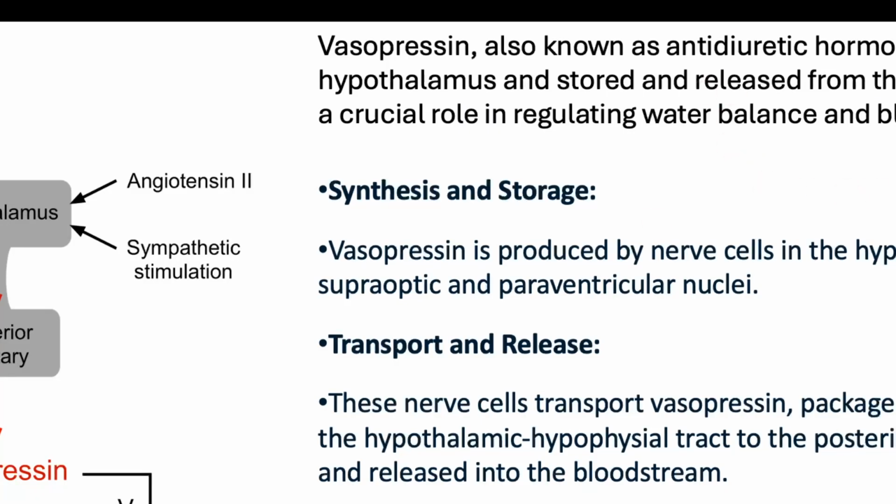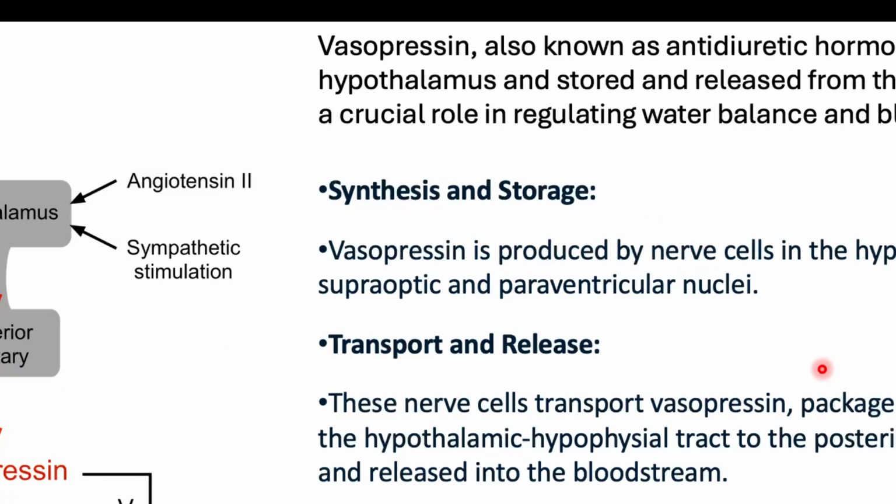Vasopressin, also known as the antidiuretic hormone, is synthesized in the hypothalamus, but stored and released from the posterior pituitary, playing a crucial role in regulating water balance and blood pressure. So it is the hypothalamus which, in response to angiotensin, sympathetic stimulation and hyperosmolarity, produces the antidiuretic hormone, which is then stored in the posterior pituitary and released as vasopressin.